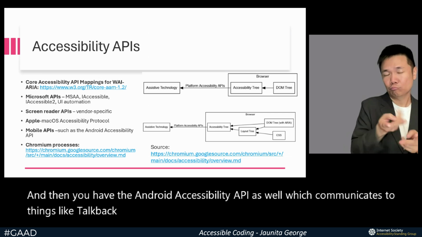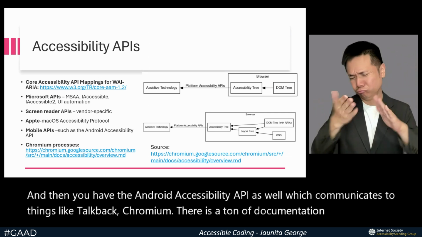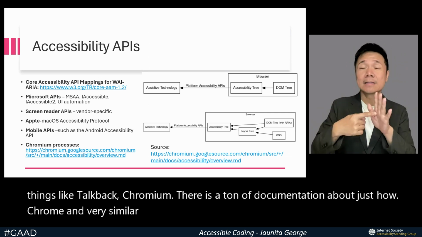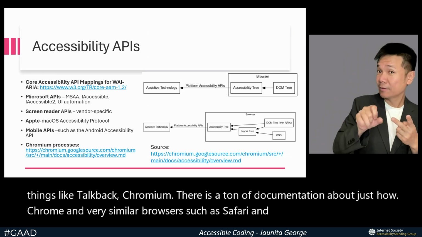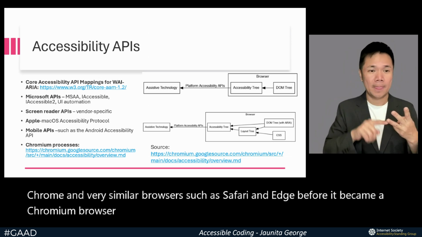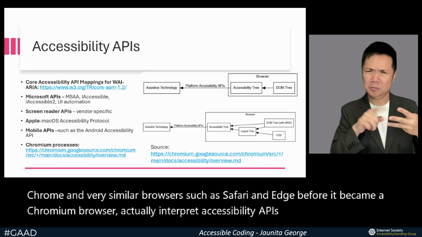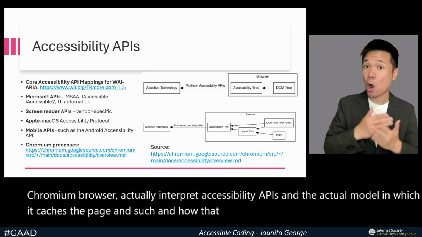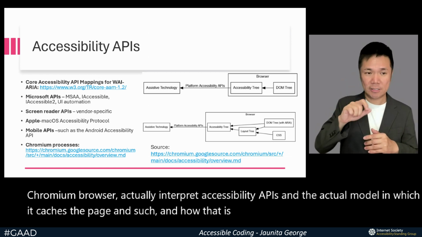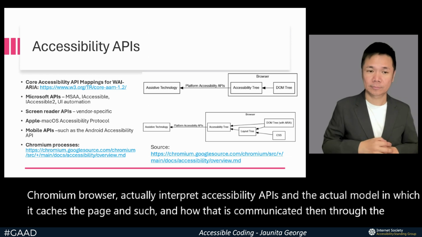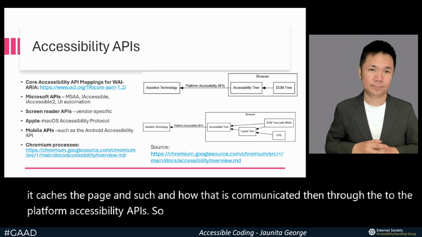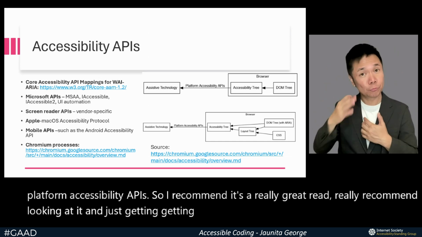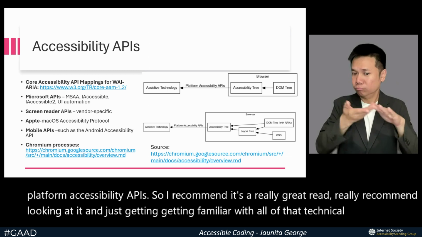Chromium, there is a ton of documentation about how Chrome and very similar browsers such as Safari, and Edge before it became a Chromium browser, actually interpret accessibility APIs, and the actual model in which it caches the page and how that is then communicated to the platform accessibility APIs. So I recommend it, it's a really great read.